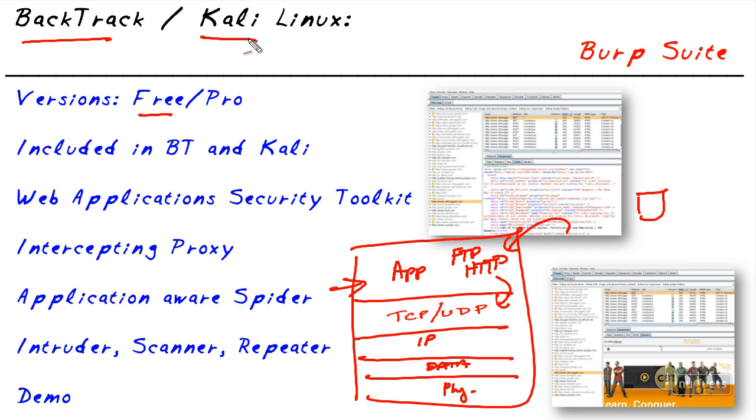There's two flavors. There's a free version, which has a lot of the functionality, and then there's also a professional version where you can purchase a license for it, where it unlocks all the additional bells and whistles. But here's the basics. It is a web application security toolkit. It has a proxy functionality. So here's what we do.